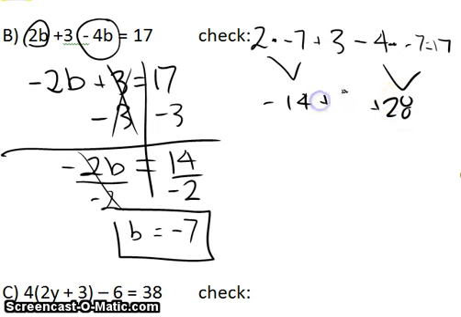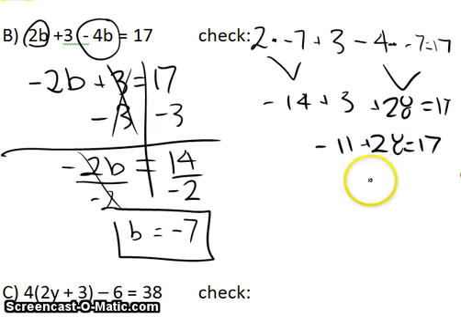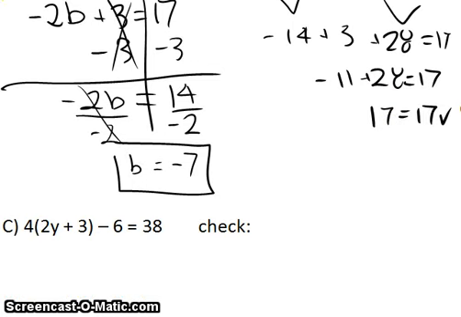I still have my plus 3 in there. So now negative 14 plus 3 gives me negative 11 plus 28. And then negative 11 plus 28 is indeed 17. So my answer is correct. Let's go to the last one.